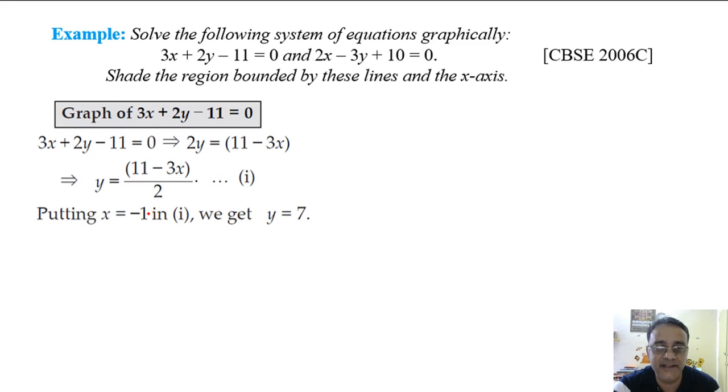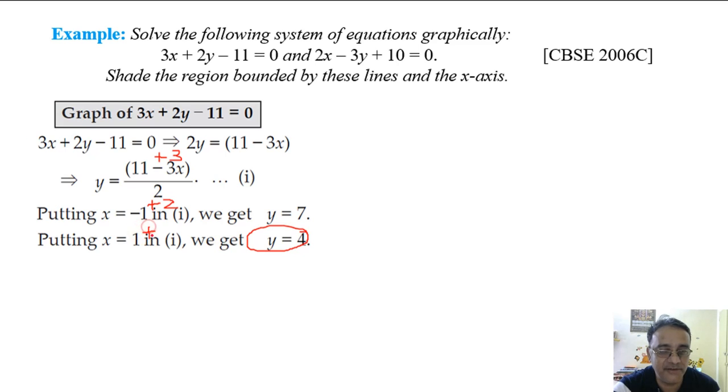So first we will take minus 1. So this becomes plus 3, 14 by 2, that is 7. Now the second value we will take 1, plus 2, which is in the denominator. If you take 1, we'll get 11 minus 3 by 2, that is 8 by 2, 4. Now again we will do plus 2. So what will the next value be?